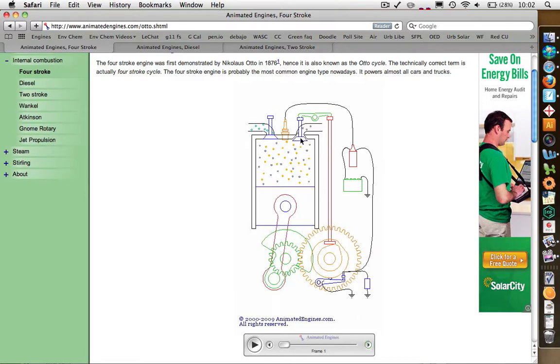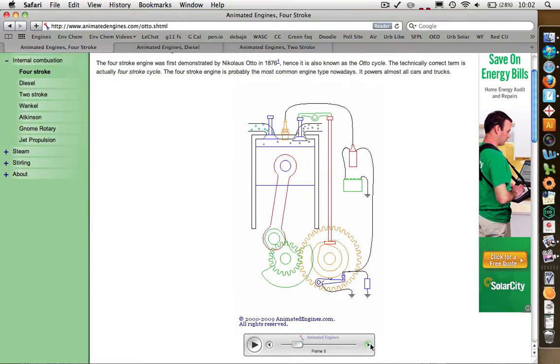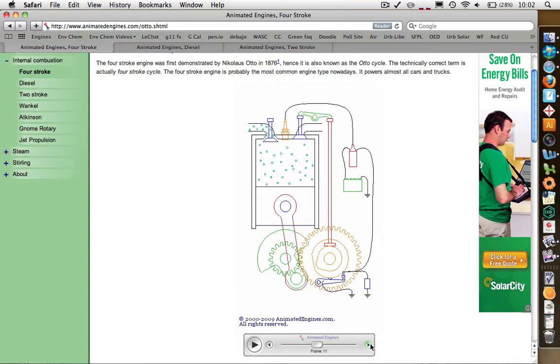Okay, so now notice that we pushed the rod up so that the rocker arm got pushed down, the valve opened. So now what we're doing is getting rid of all the exhaust that we just created from that combustion reaction. It goes up to the top, the valve closes, and it comes down and we can refill it with new air and gas.